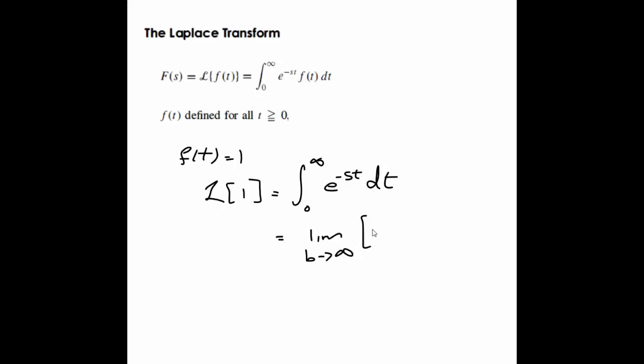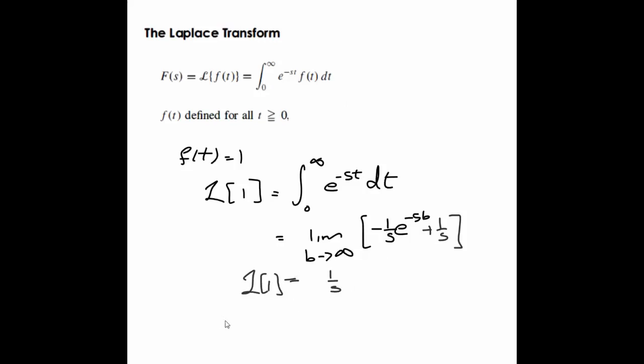Then we'll have negative 1 over s, e to the minus s b. Basically, it's going to be plus 1 over s. Now as we let b go to infinity, that's going to go to 0, so it's just equal to 1 over s. So we've worked out the Laplace transform of 1, and the Laplace transform of 1 is 1 over s.